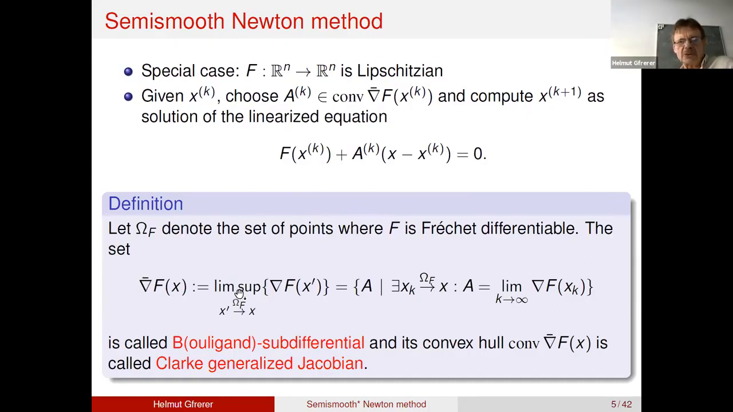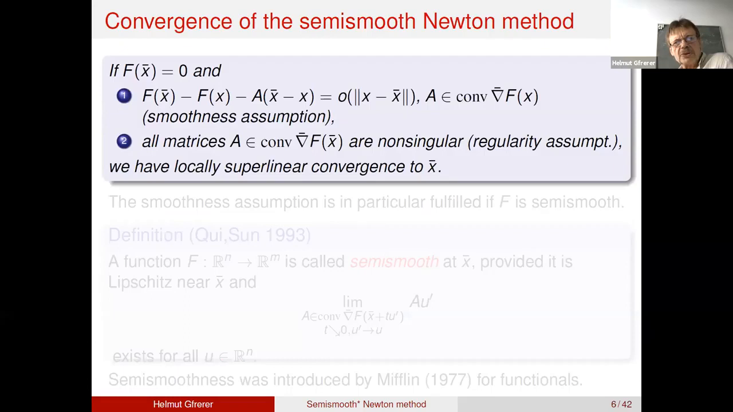Here below you can see the definition of the generalized Jacobian, which is nothing else than the convex hull of the so-called B-subdifferential of the mapping F. Okay, what do we know about convergence of this semi-smooth Newton method? We need two types of assumption. The first one is some smoothness assumption, and the second one is some regularity assumption.